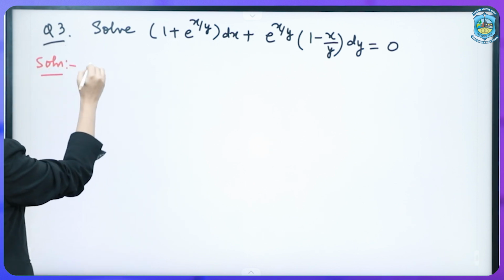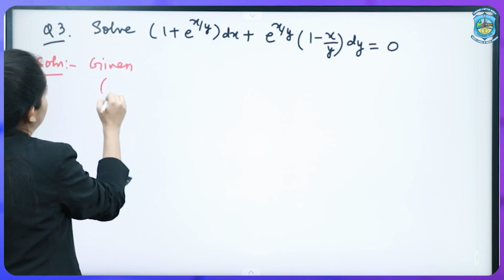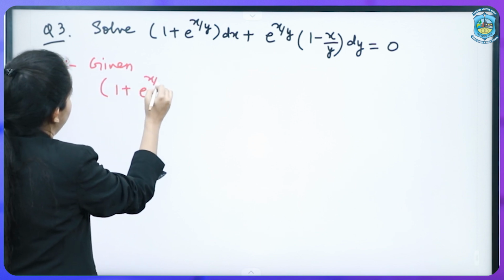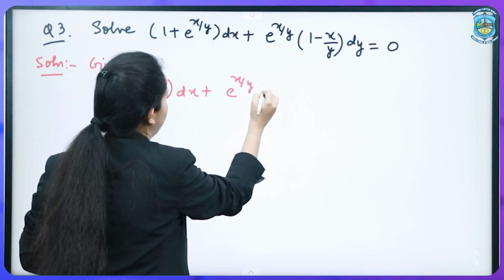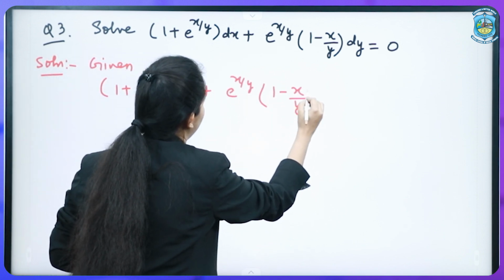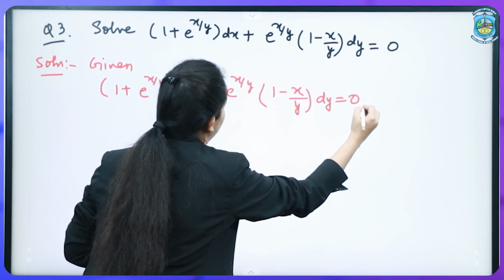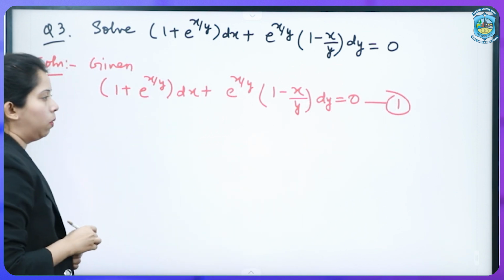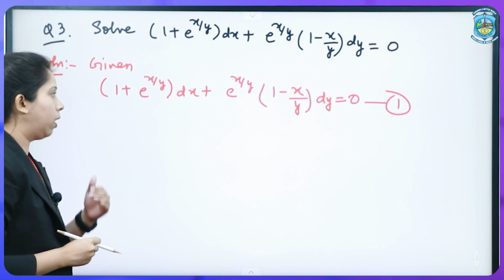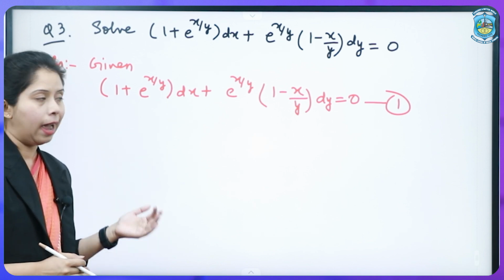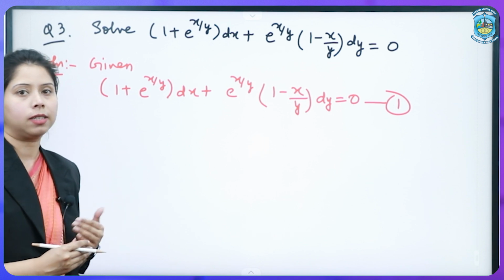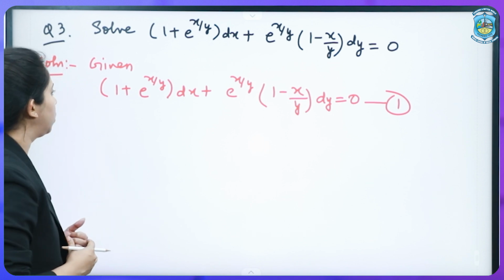Step 1 is to write the given differential equation, that is (1 + e^(x/y)) dx + e^(x/y)(1 - x/y) dy = 0. We will mark this as equation number 1. Now, first you will have to check whether the given differential equation is exact or not, and the second step is then you have to find the solution of this exact differential equation.